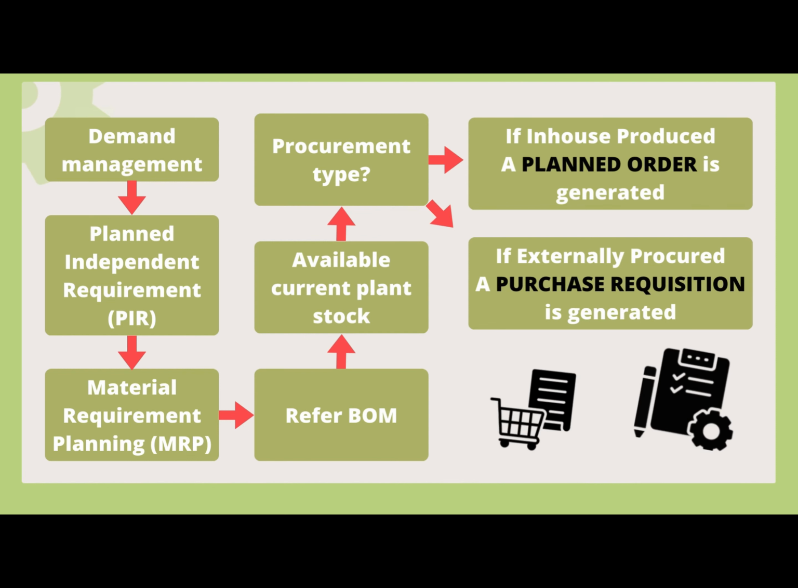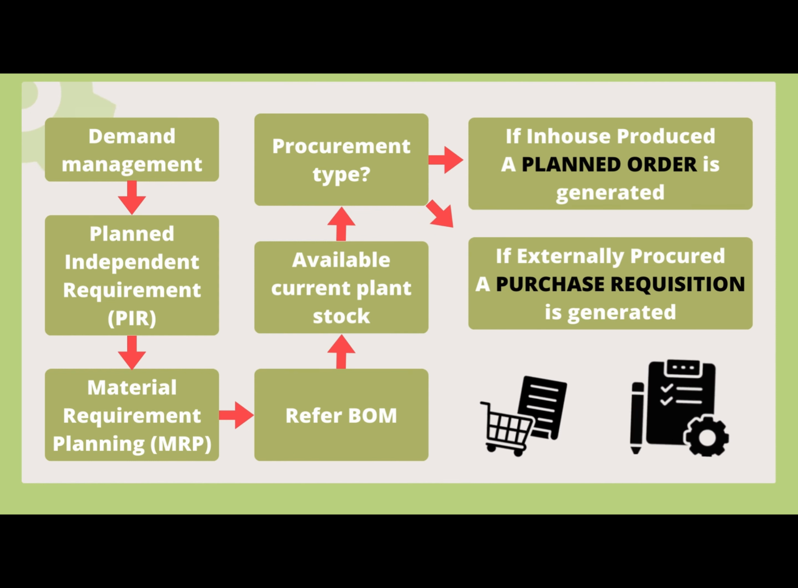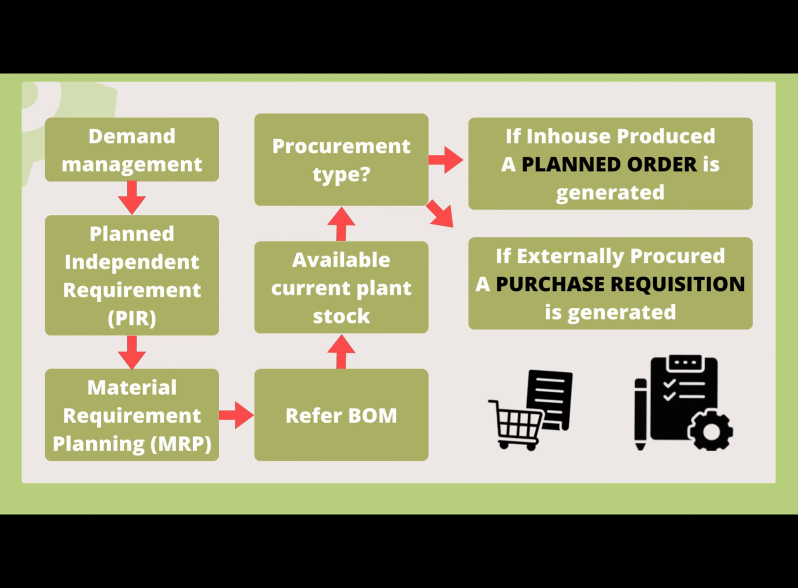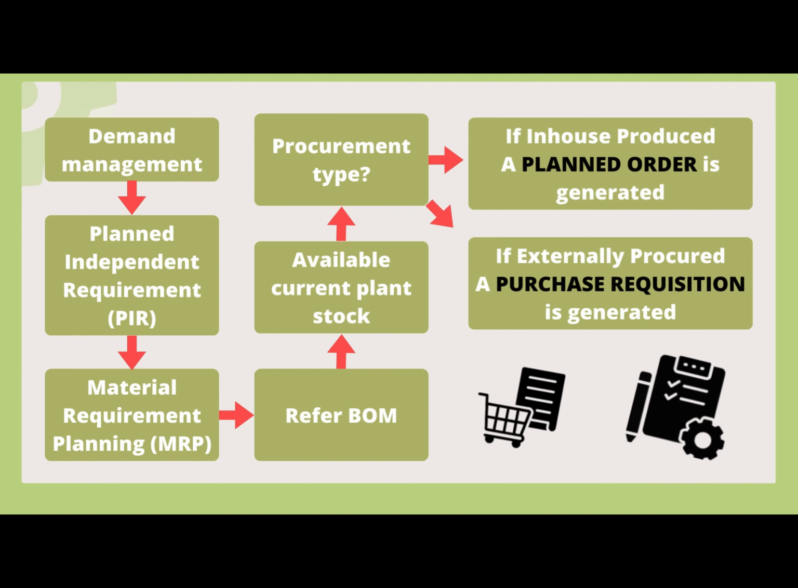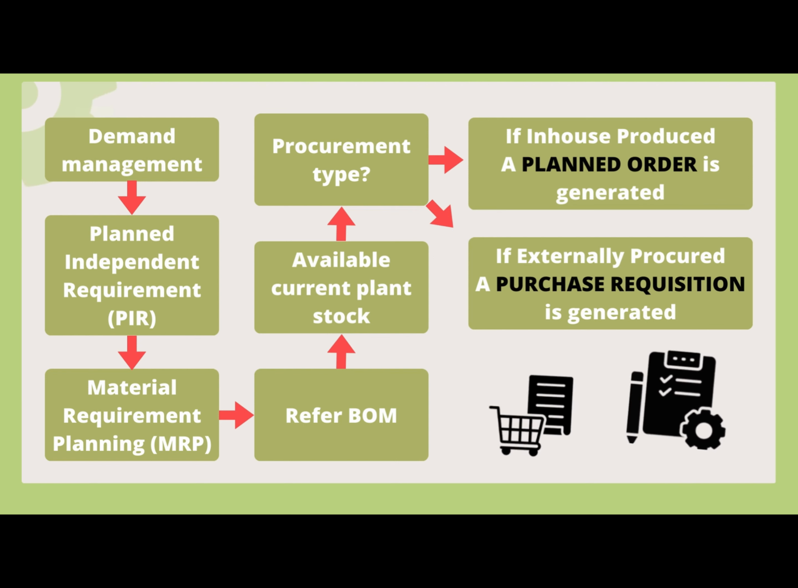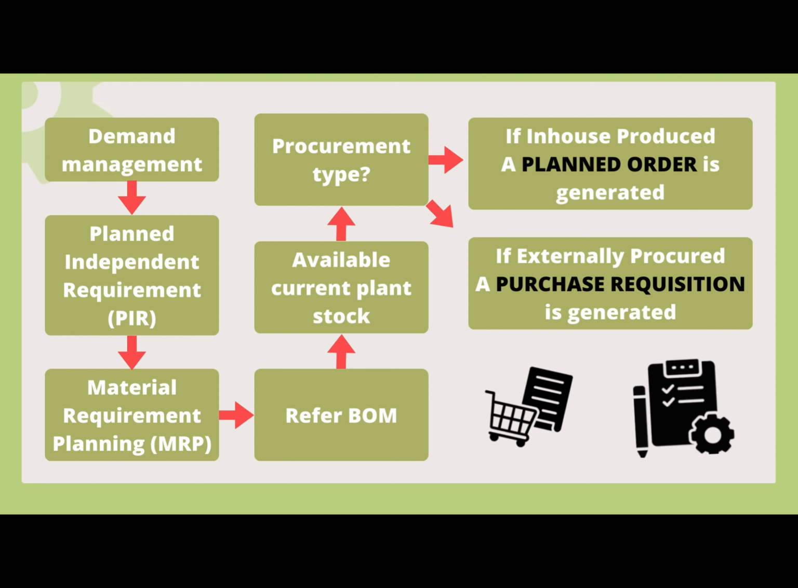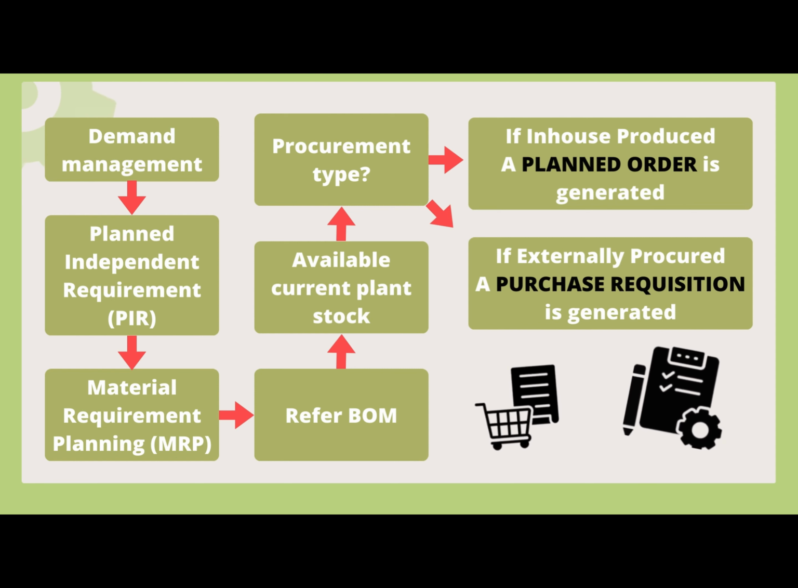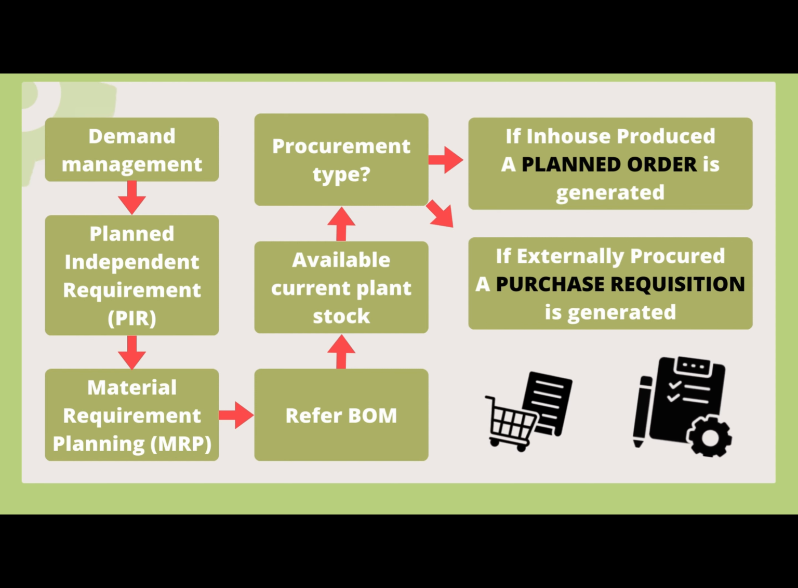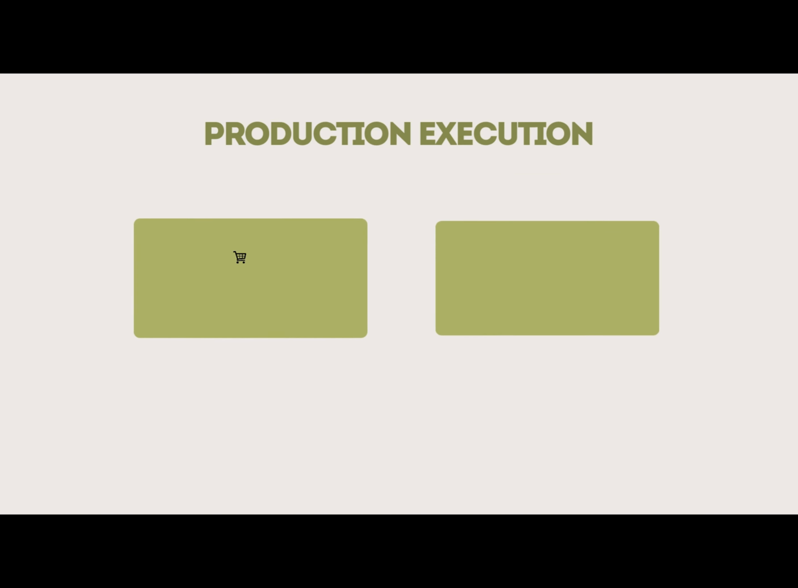Now, since MRP works with infinite capacities, we need to do something called capacity leveling to make sure everything runs smoothly and we don't run into any capacity issues during production. Got it so far? Great! Now let's get into the second part, execution.